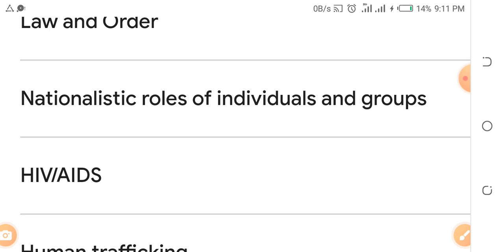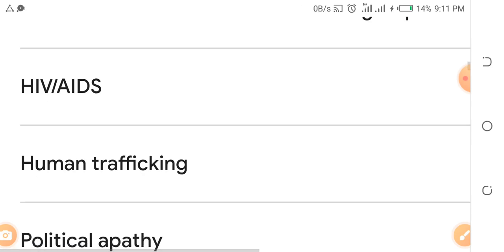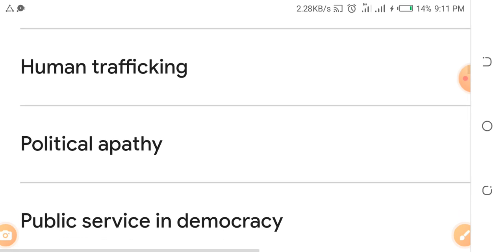Then study the topic HIV/AIDS. Study these things, okay? Then study human trafficking. It will come out. That is why I'm mentioning it. Study political apathy, both the definition of political apathy and all the rest.